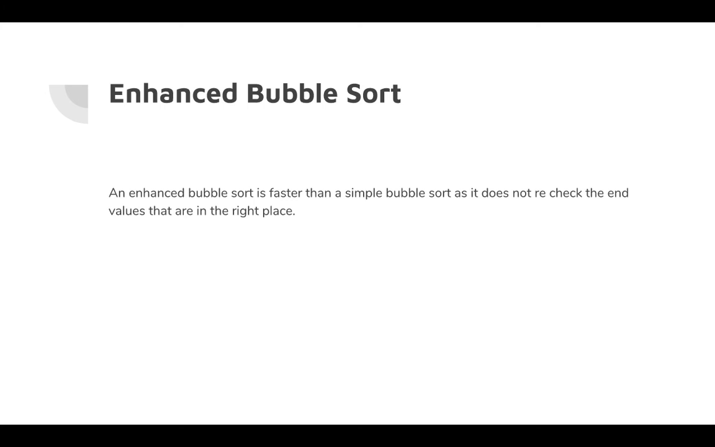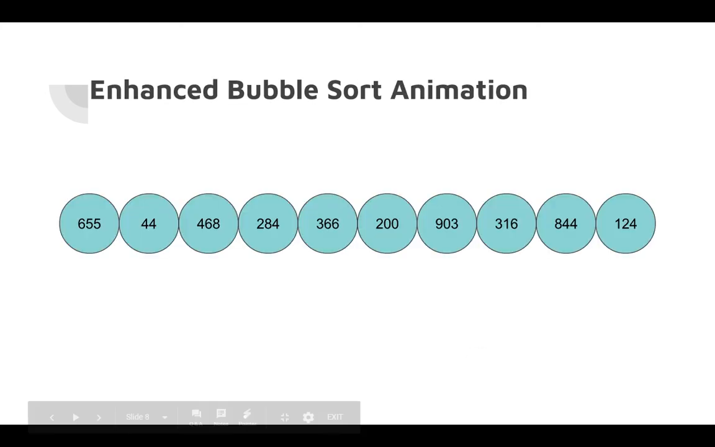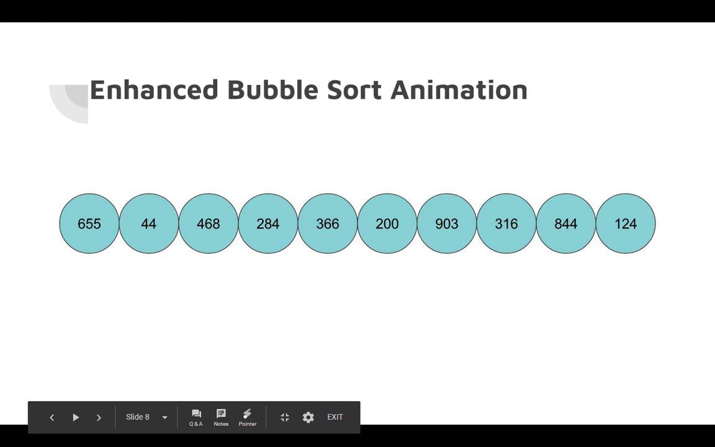So an enhanced bubble sort is much faster than a simple one because it actually does not recheck the values that are already sorted, which are always the end values. So it sorts the largest ones first and then goes backwards. So because of this, it can sort without unnecessarily having to recheck values. So here's the animation for an enhanced bubble sort.